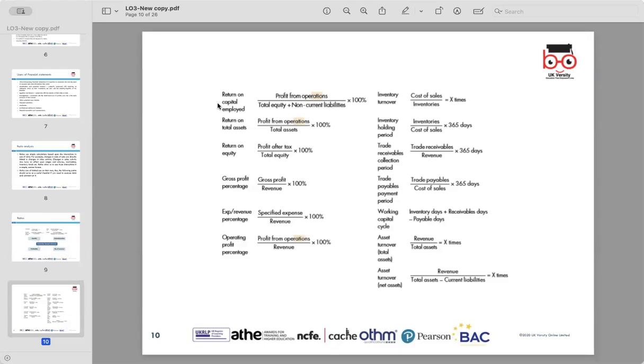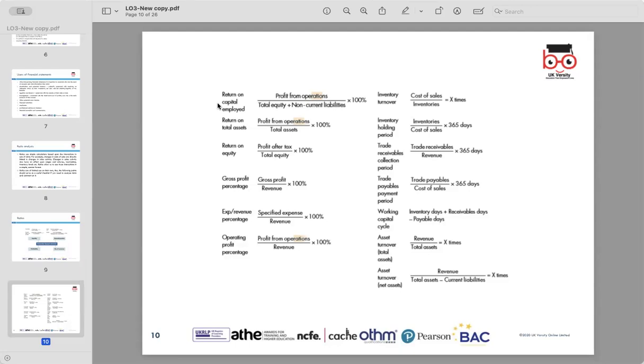Operating profit percentage. This ratio measures the average number of days it takes to pay suppliers. Longer payment periods may indicate better cash flow management, but can also strain suppliers' relationships. Working capital cycle. The working capital cycle combines inventory days, receivable days, and payable days to measure the time it takes to convert working capital into cash. A shorter cycle indicates efficient management of working capital.